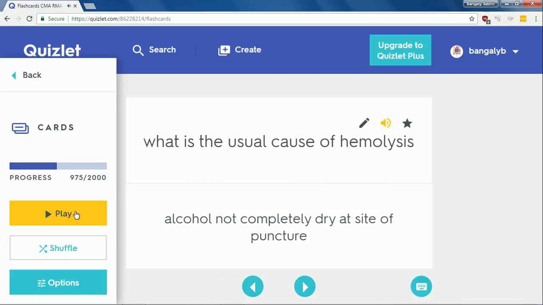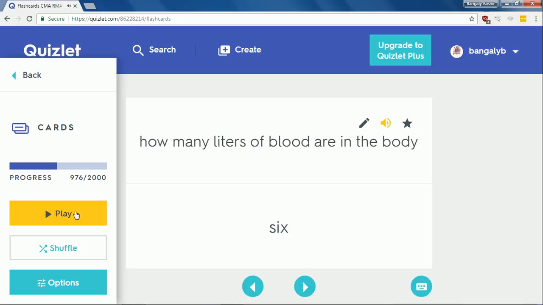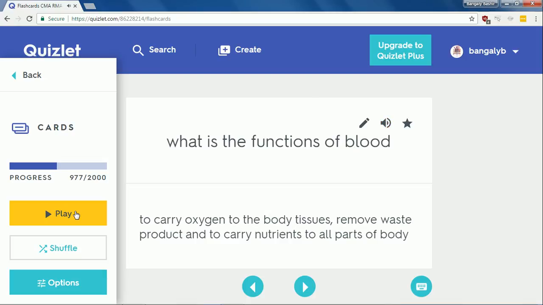What is the usual cause of hemolysis? Alcohol not completely dry at site of puncture. How many liters of blood are in the body? 6. What are the functions of blood? To carry oxygen to the body tissues, remove waste product, and to carry nutrients to all parts of the body.